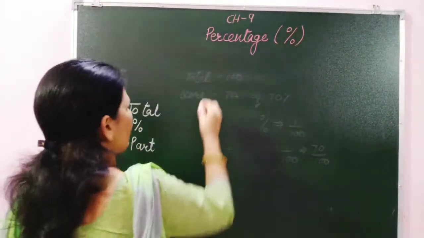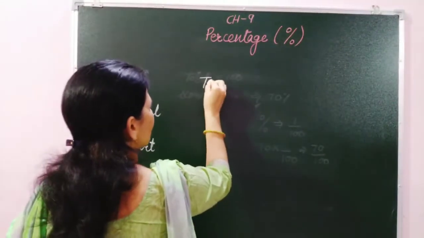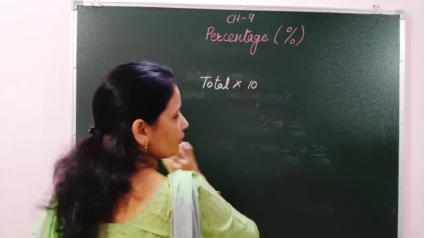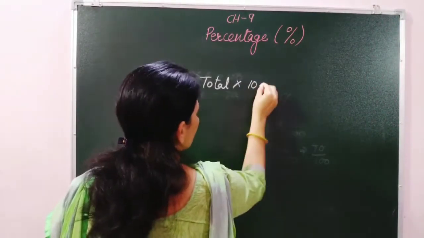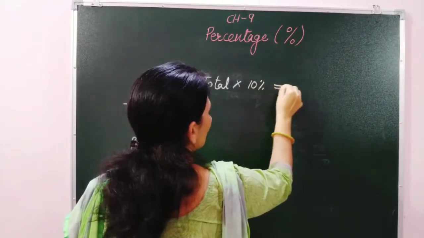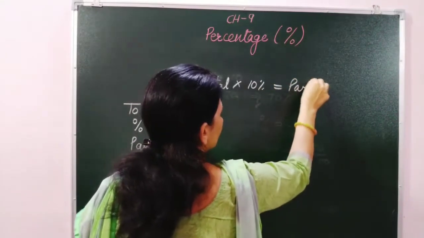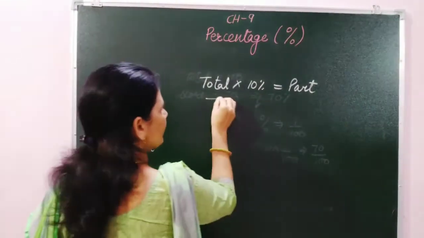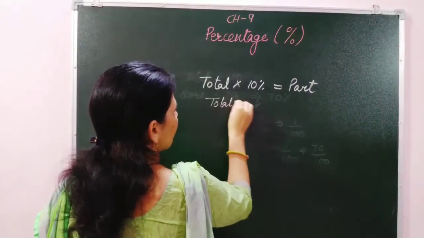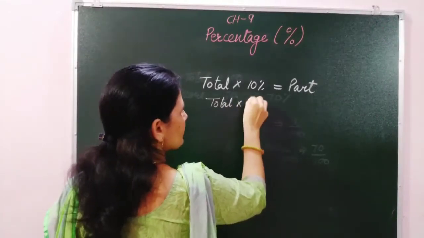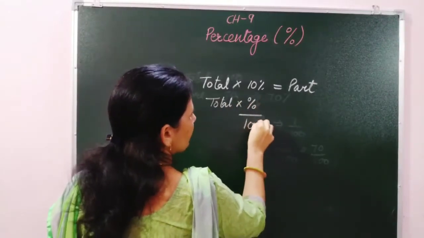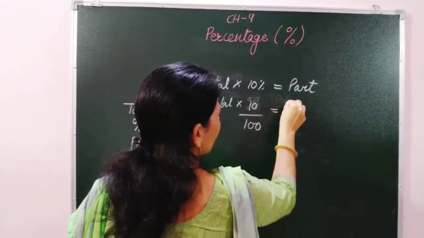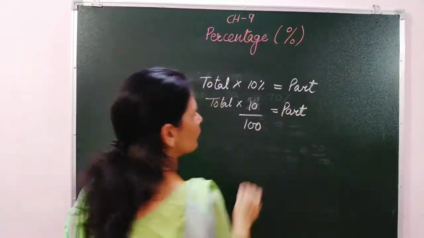Now friends, how to find the part? Total multiplied by percentage, whatever the percentage is, then we get the part. So if we write it, we put in the value of the percentage: total multiplied by percentage, then divided by 100. If it is 10%, we will write directly 10. Then we get the part, that indicates a portion out of the total.